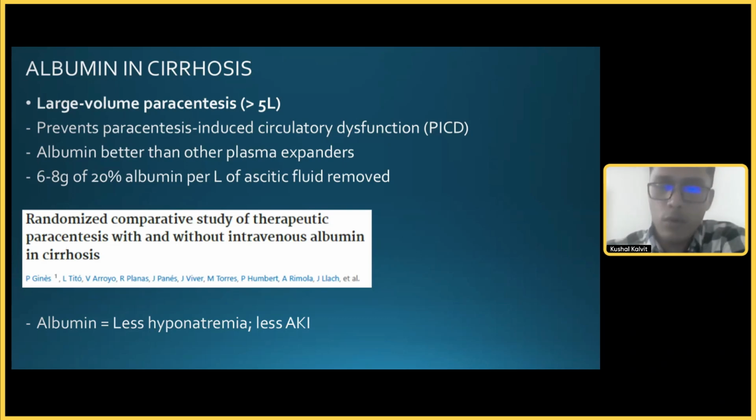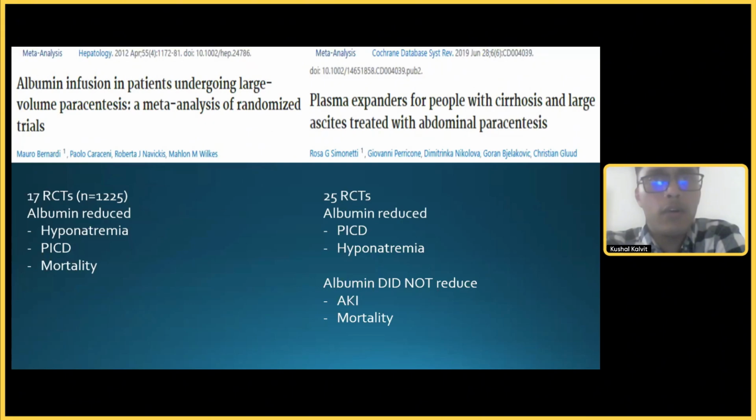Now, after this old study of the 80s and 90s, many studies have been done on the same topic. A meta-analysis was done in 2012, looking at all the randomized controlled trials on the same topic. What they found in these 17 RCTs is that albumin reduced the incidence of hyponatremia, PICD, as well as mortality. So that was good solid evidence to continue with the same indication of albumin in large volume paracentesis.